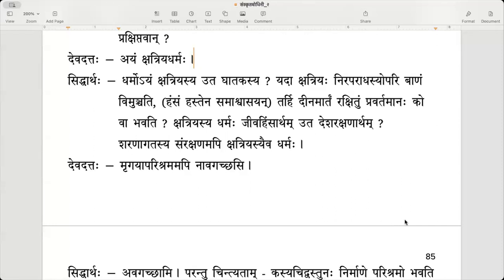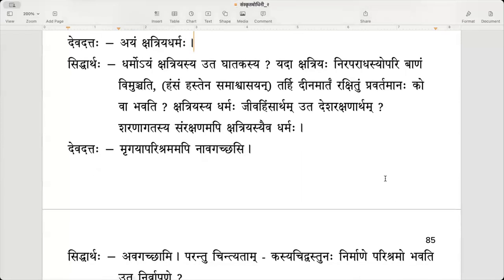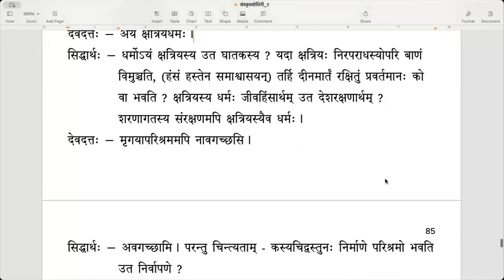Pravartamanaha would mean kova pravartamanaha bhavati. Who will be engaged in the act of protecting the pitiable and the troubled. Kshatriyasya dharmaha jivahimsartham uta desha rakshanartham, is the dharma of a kshatriya for the sake of hurting living beings, or for protecting the country. The protection of those who have taken refuge is also the dharma of the kshatriya.